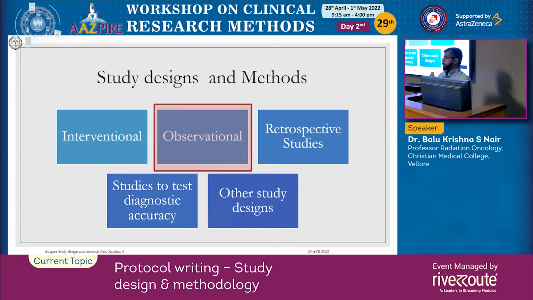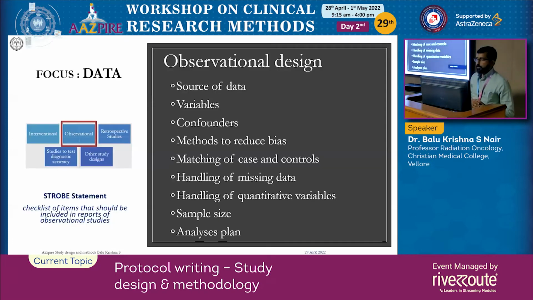Many of these can be applied in other designs also. Something specific to observational design: the focus here is on data. How do you collect the data? And here you want the data to be uniformly collected in all arms, as in a matched trial. So the focus in writing the methods in an observational design is where do you get the data from? What are the variables that would influence the data? What are the confounders that you can anticipate?